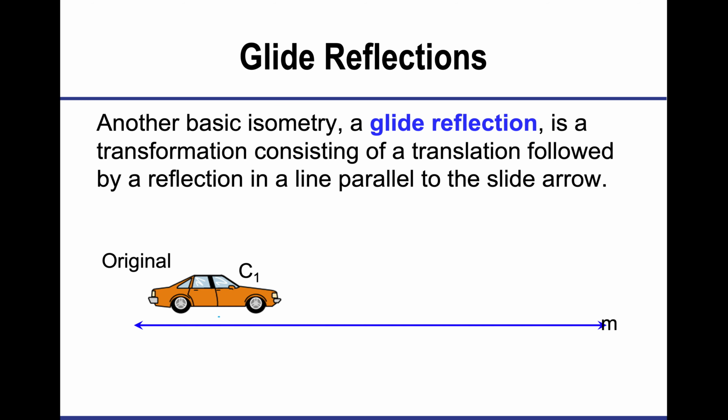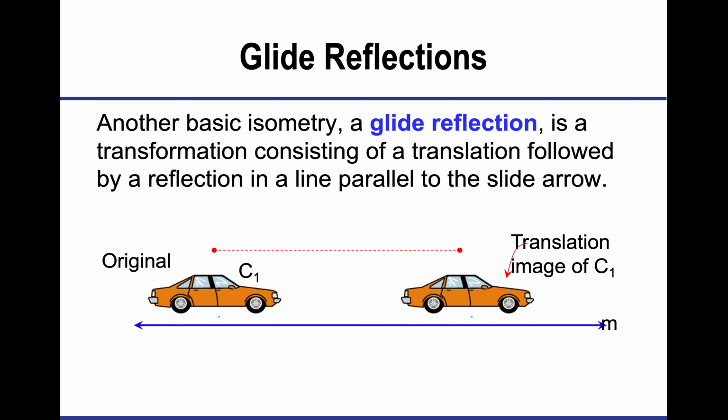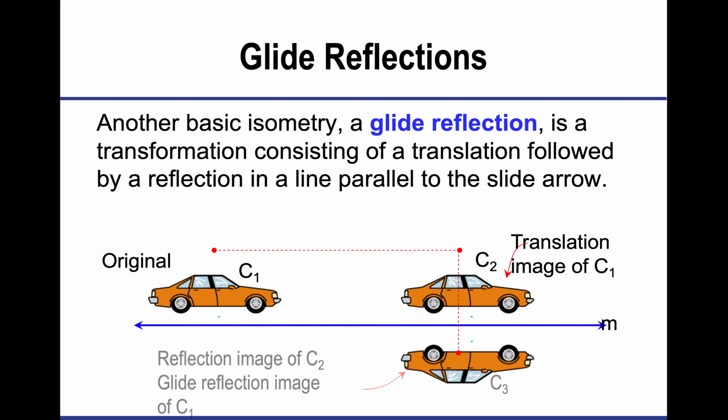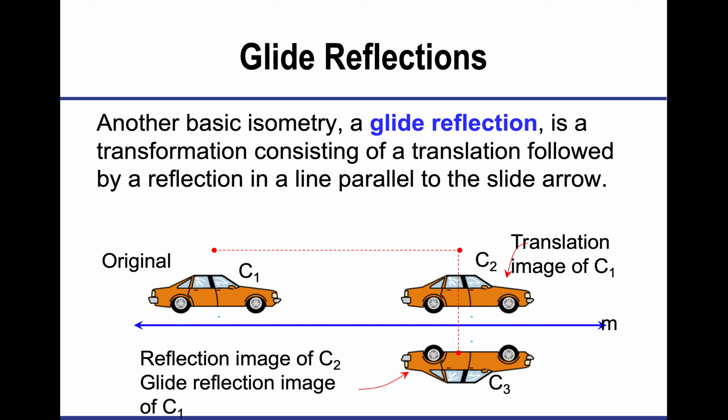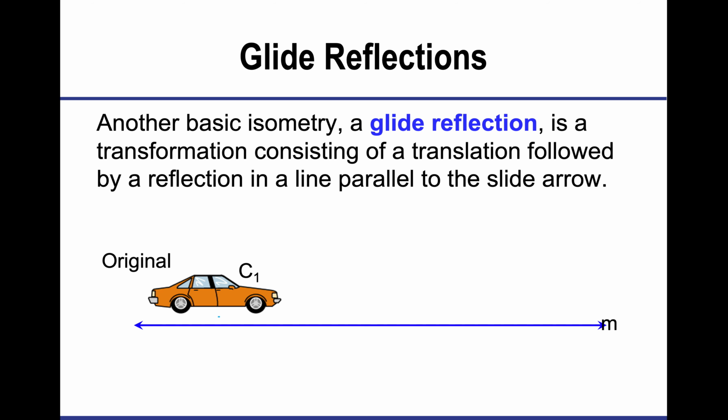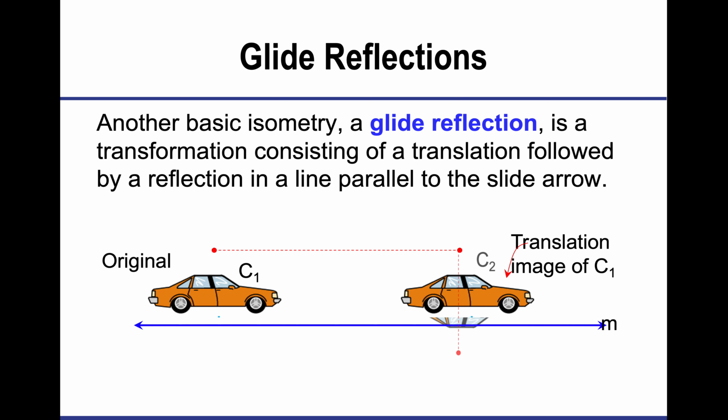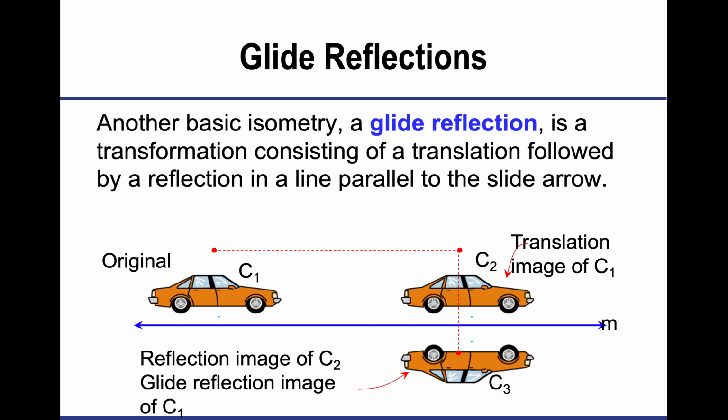A glide reflection is actually a simplistic version of a reflection. It is a transformation, it's a translation followed by a reflection in a line parallel to the arrow. So there's my translation, and then I would do a reflection. So it's almost as if it's two different steps, okay? So when I'm looking at this, I'm doing two unique steps. I'm doing a translation and then a reflection. And when you do both, that's going to be considered a glide reflection.